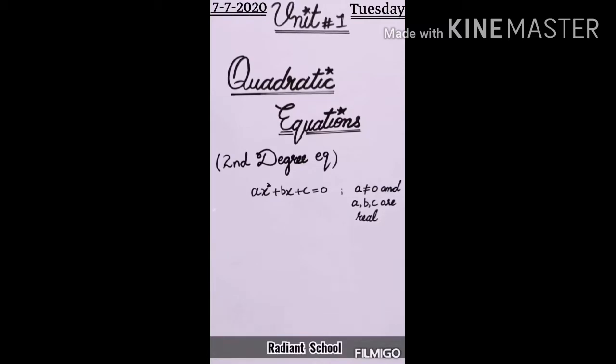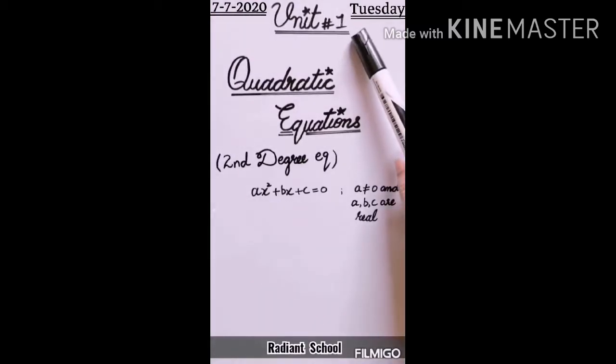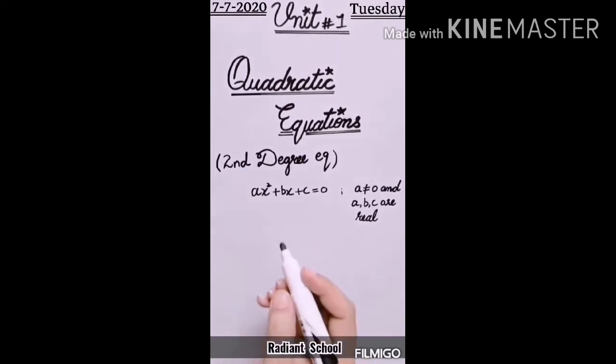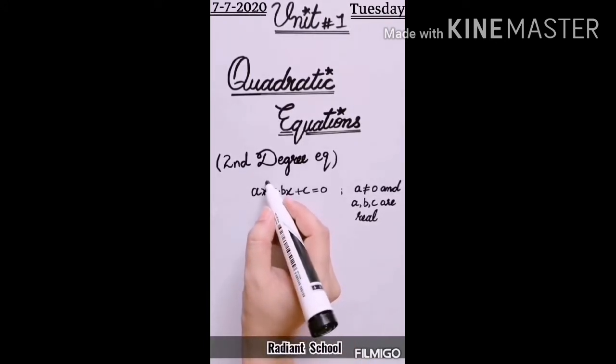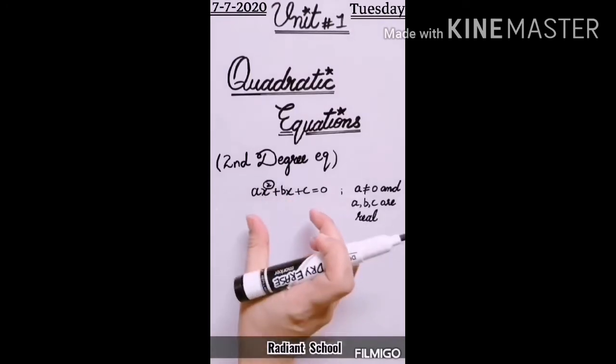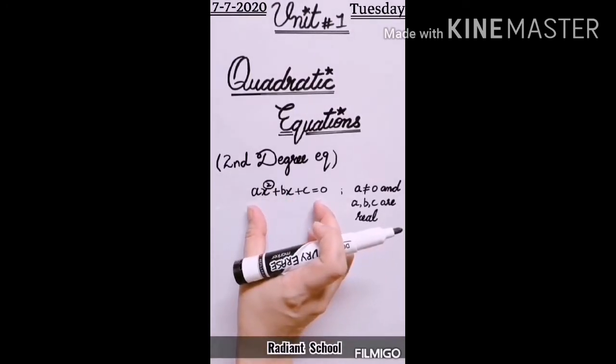Students, today we will start unit number 1, that is quadratic equations. So which type of equations are said to be quadratic equations? The equations in which the variable involved has the highest power 2 are said to be quadratic equations.